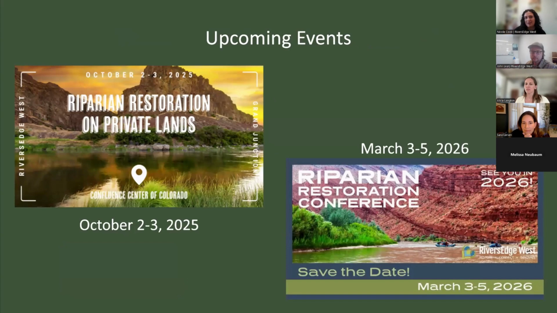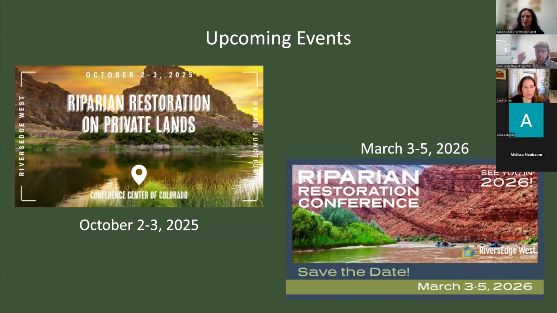Okay, so I mentioned some upcoming events. We'll have our final workshop of our workshop series in October, from October 2nd through 3rd, focusing on riparian restoration on private lands, especially looking at wildlife. And that will be one of our first events at our new home, the Confluence Center, which will be a shared space for nonprofits here in Grand Junction. So if you want to join us in person, that would be great. We're hoping to have a virtual option as well. And then, of course, we have our big conference coming up March 3rd through 5th, 2026. So save the date. We'll be sending out our call for abstracts soon. So keep an eye out for that.